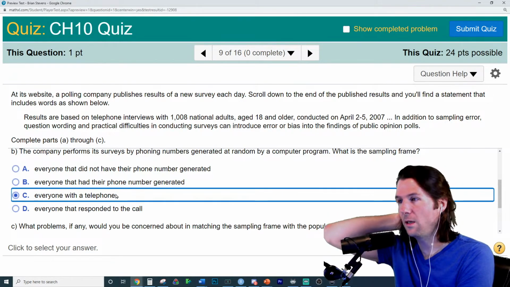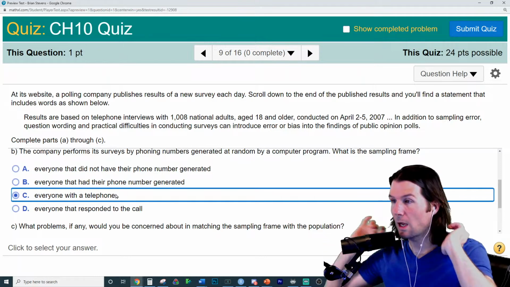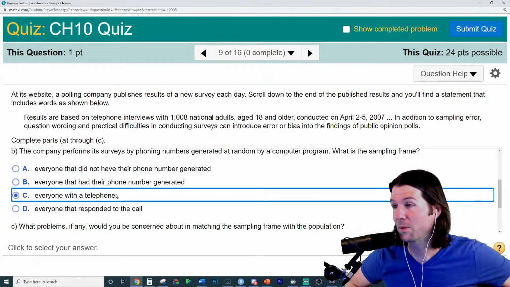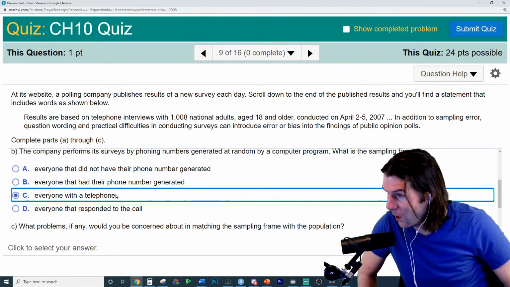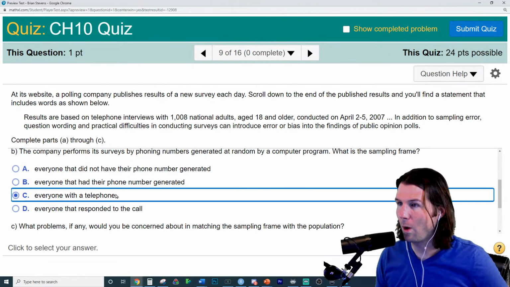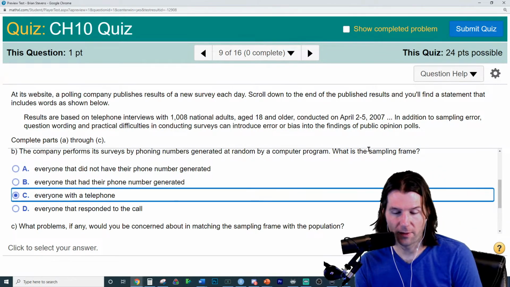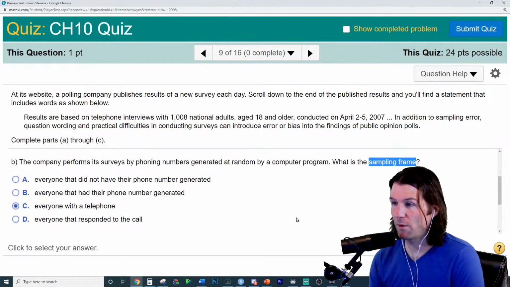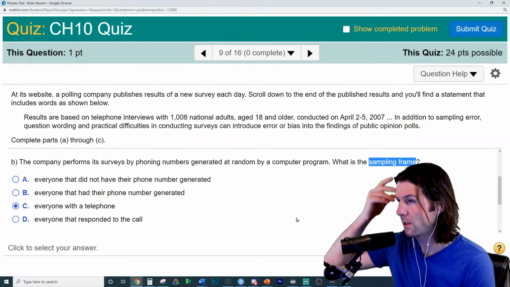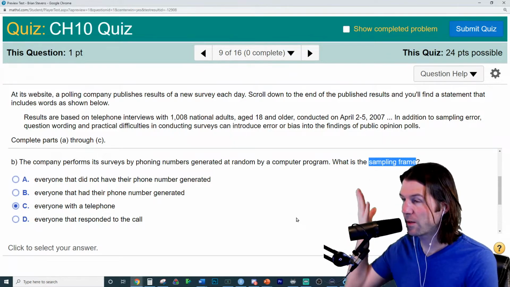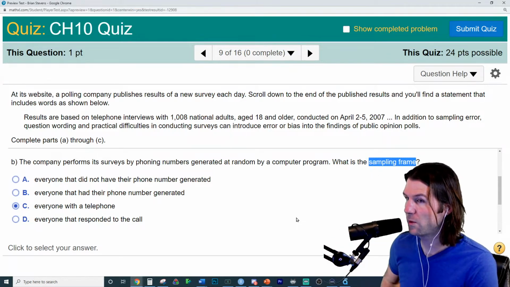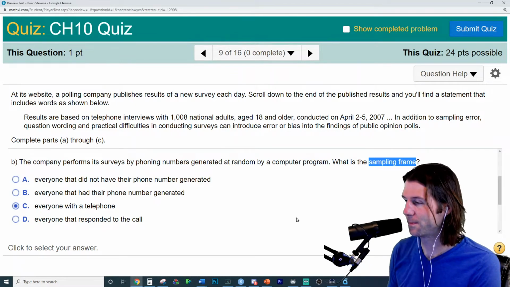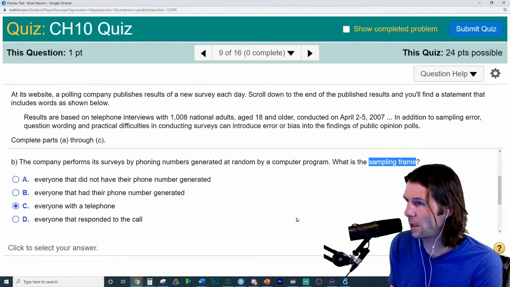If you can tell me why this is the sample frame, it is everyone with a telephone, and why. The why is important right here. Because if you have a telephone, what could have happened? This is where sampling frame is one of the concepts that people often get confused on. Why is everyone with a telephone the sampling frame?